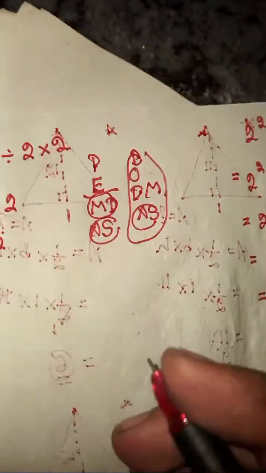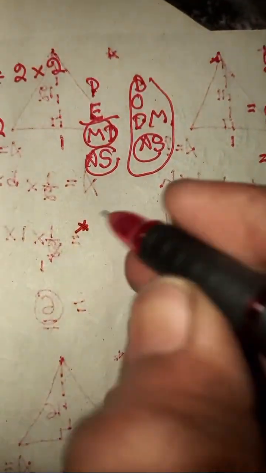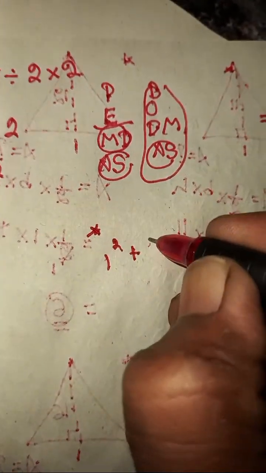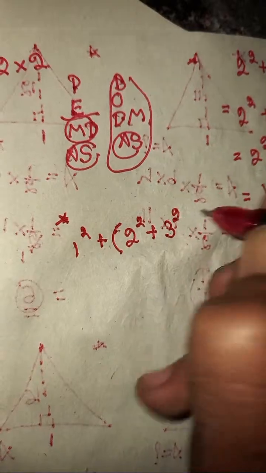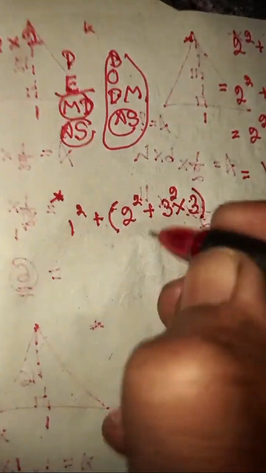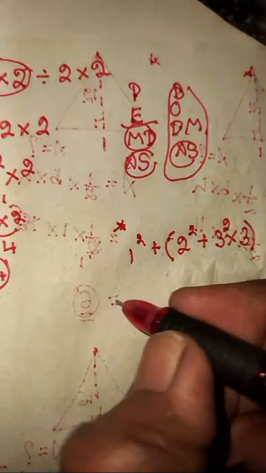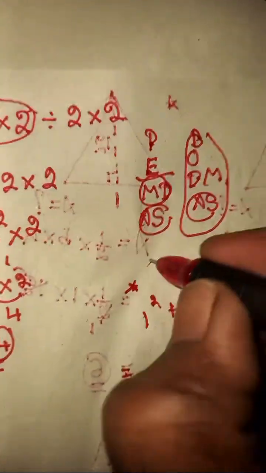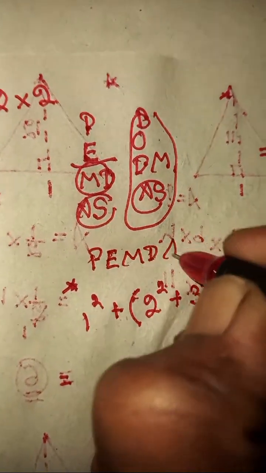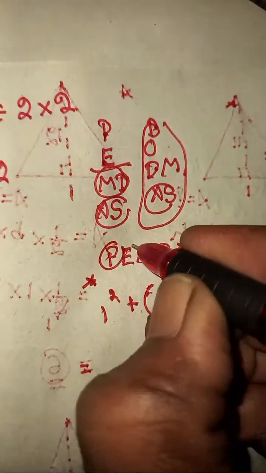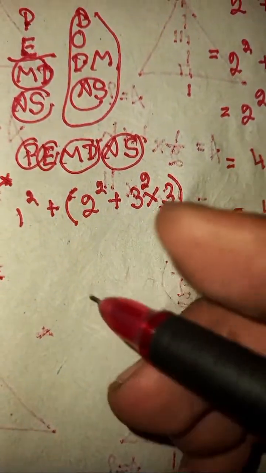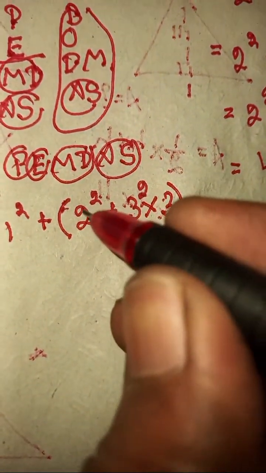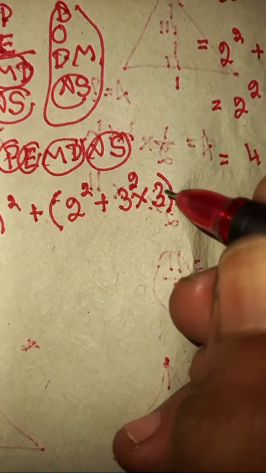Now let's take one more of this problem. Here it is 1 square plus, in the bracket, 2 square plus 3 square times 3. It is a very complex problem, but I can do it easily. Here is the same PEMDAS rule: first parenthesis, exponent, multiplying, dividing, adding, subtracting. First go inside the parenthesis, leave all of them outside, and here you're going to get 2 square plus 3 square times 3.